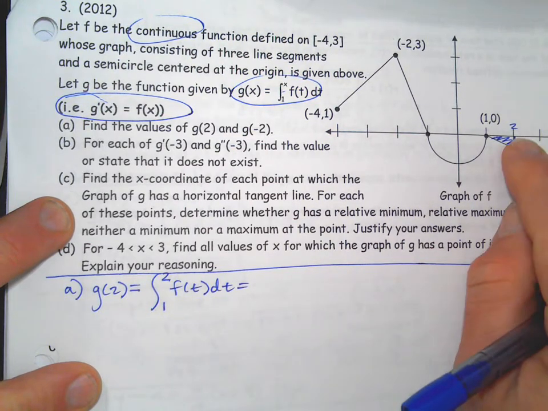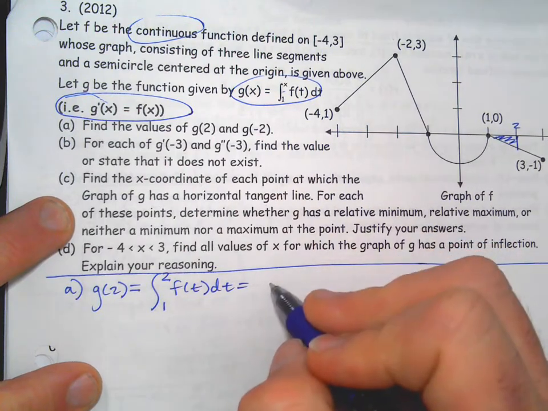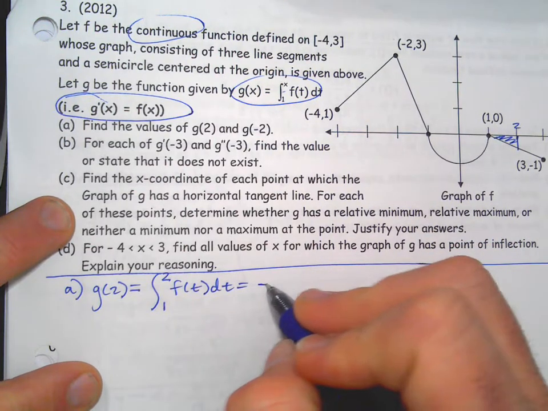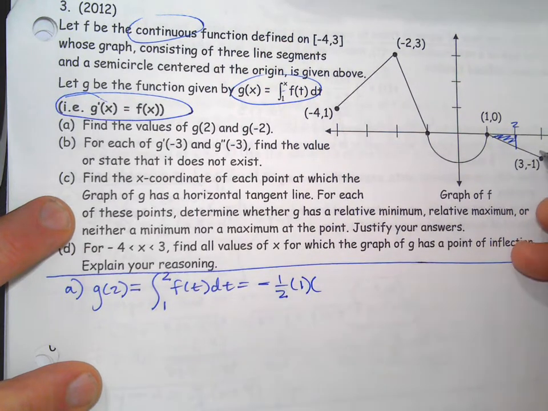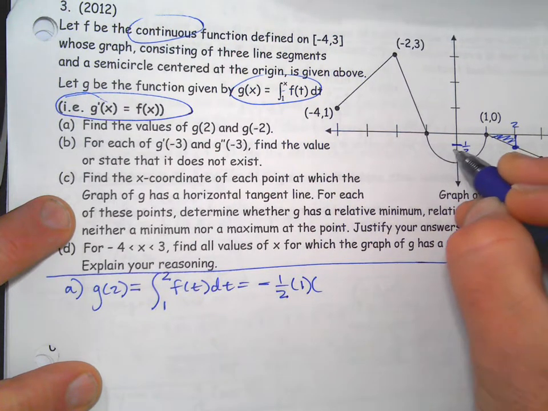And if it's below the x-axis, it comes out negative. So we could really just do the area of a triangle. It's going to be negative 1/2. The base is 1. The height is, well, if we go over 1 and it goes down, if we go over 2 and it goes down, this is going to be 1/2, right? Negative 1/2.